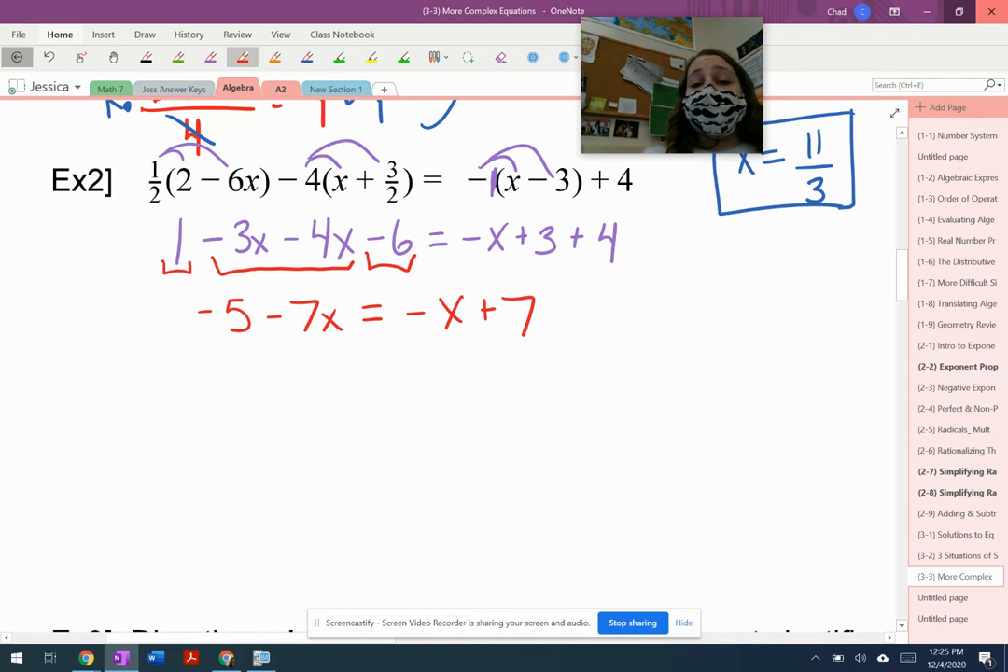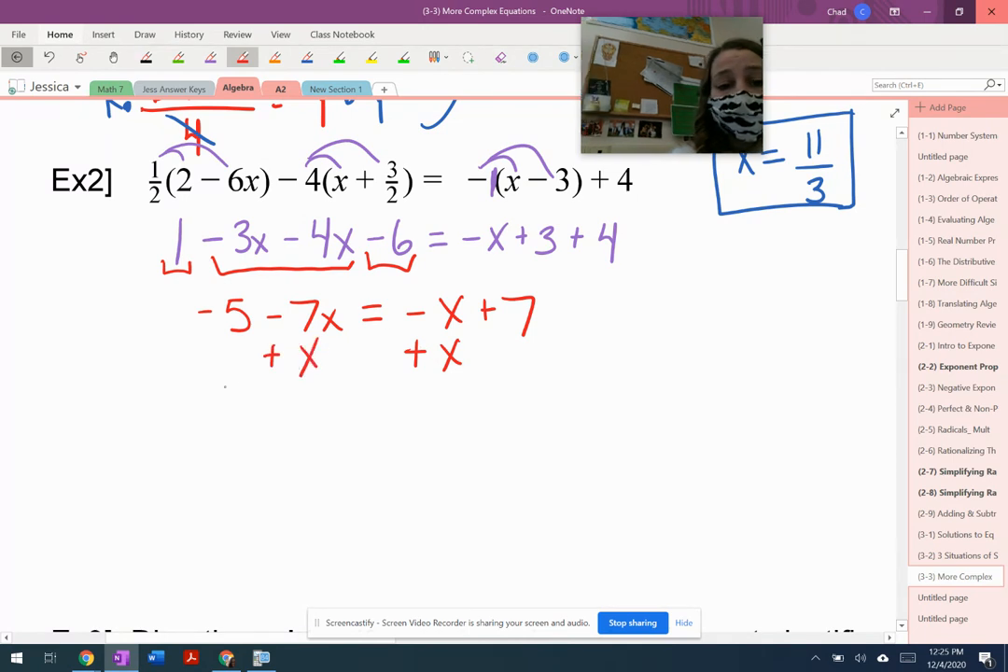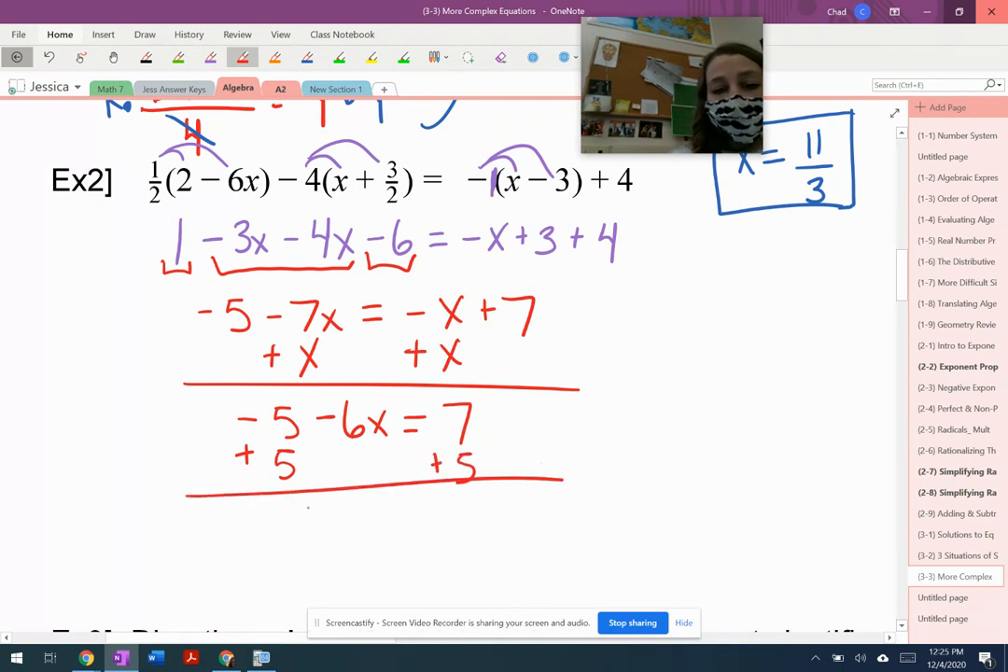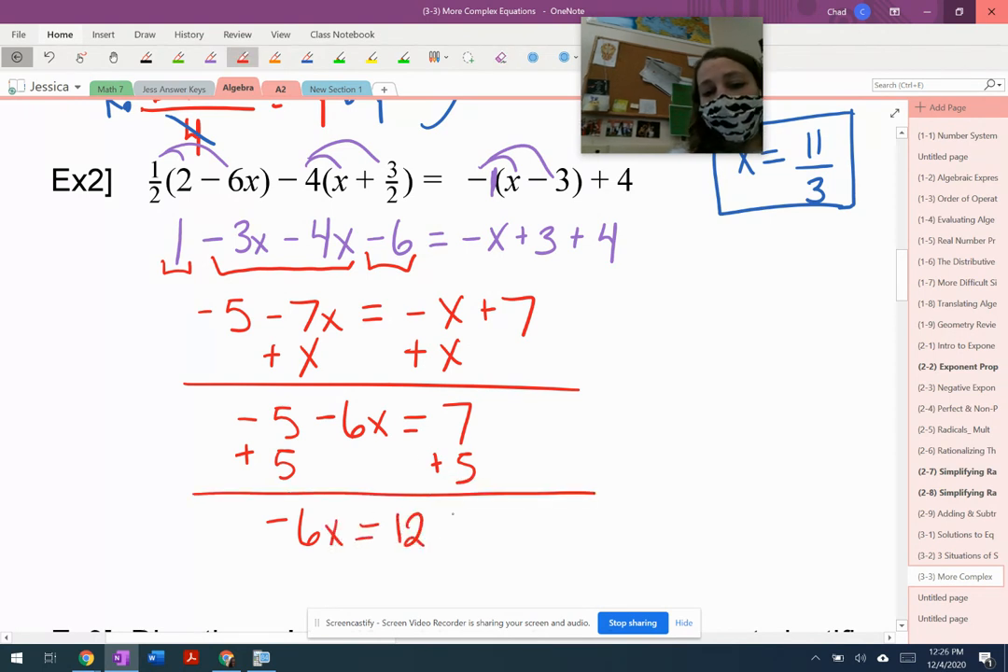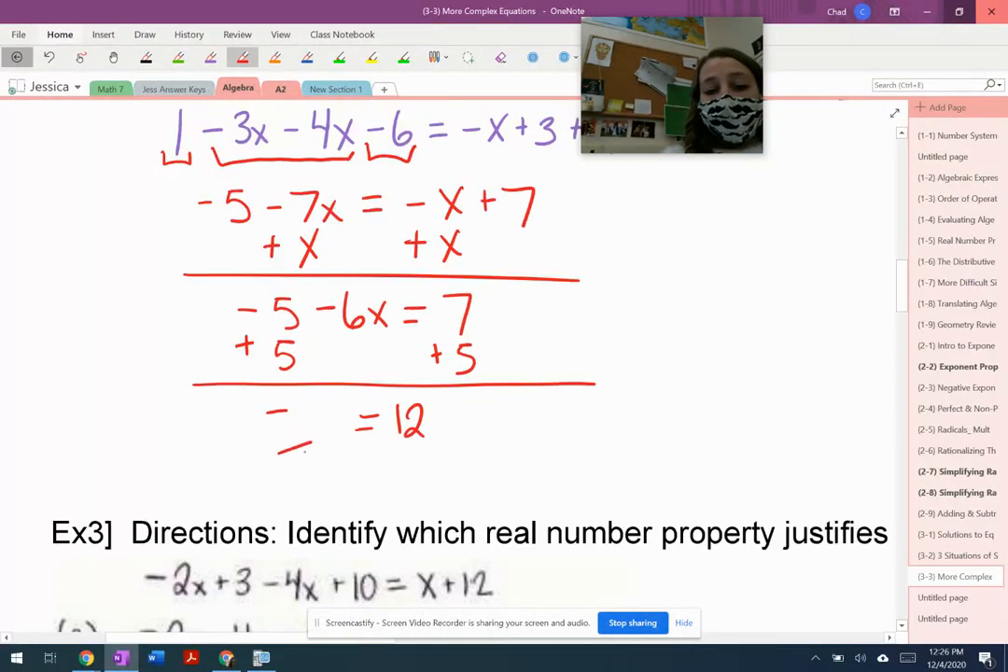Get all of your variables on the same side of the equal sign using inverse operations. So I'm going to add this x over because that's the opposite of a -x. So -5 minus 6x is equal to 7. I'm going to add that 5 to both sides. -6x is equal to 7 plus 5, which is 12. Divide by -6, divide by -6, and x is equal to -2.